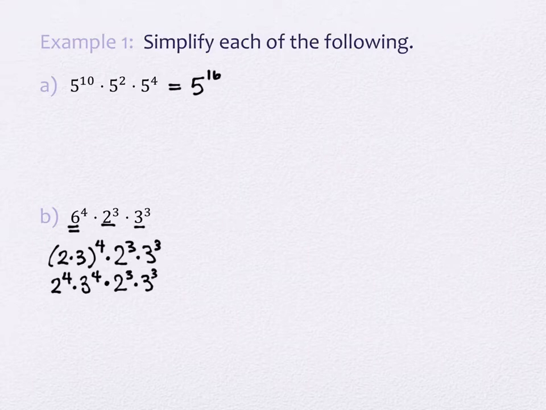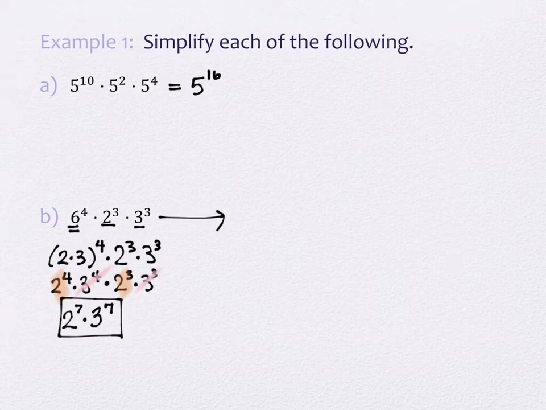Now I recognize that not all of my bases are the same, but I do have replicated bases here, right? Like I have a base 2 twice. 2 to the 4th and 2 to the 3rd. So can I combine those? Sure. That would be 2 to the what? 7th. And then the other ones are 3s. So I have 3 to the 4th and 3 cubed. I can also combine those to give me 3 to the 7th. So this is one version of an appropriate answer in this particular problem.